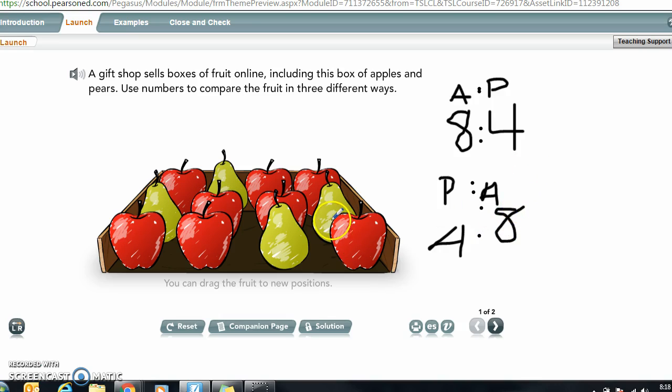Or I can say how many apples I have compared to all fruit. I have 8 apples compared to 12 fruit. Okay, or 4 pears compared to 12 pieces of fruit. These all will work the same.